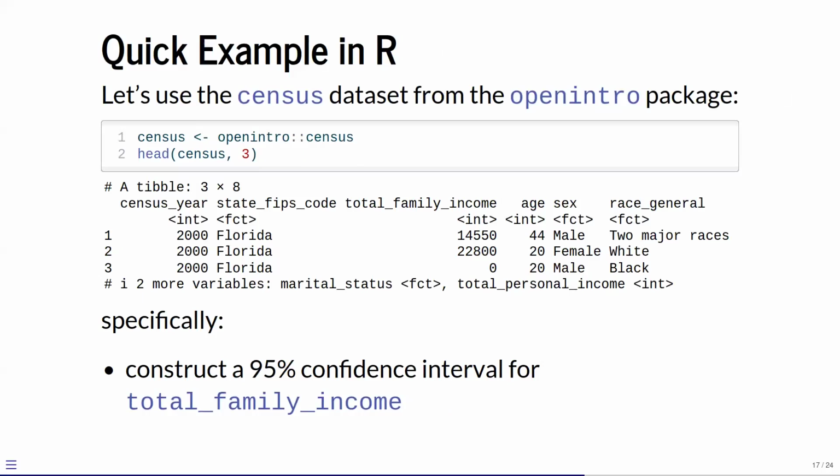Let's do a quick example in R to construct a 95% confidence interval for the total family income variable in the census dataset. This dataset is from the openintro package, and it contains a random sample of 500 observations from the US Census in the year 2000. I print only the first 3 rows of the dataset to give you an idea of what it looks like, and just to respect the space constraints that we have here.